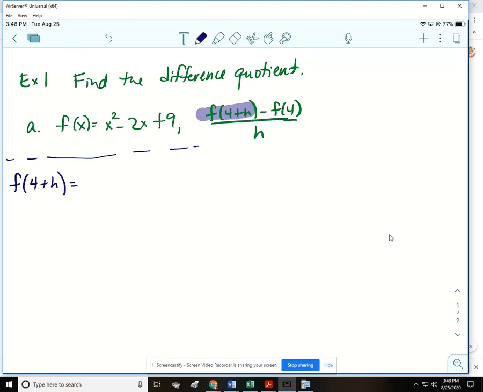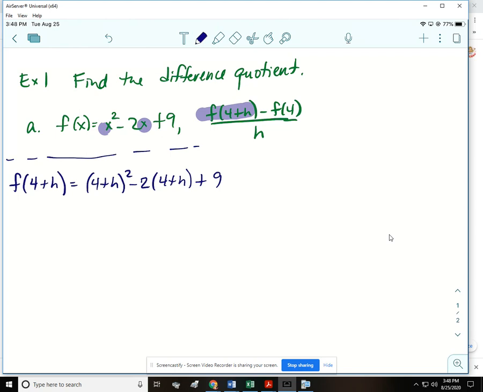So f of 4 plus h, we have practiced that this week. We're going to take 4 plus h, and everywhere where there's an x, I'm going to replace that x with 4 plus h. So instead of x squared, I'm going to have 4 plus h squared. And then instead of negative 2 times x, it's going to be negative 2 times 4 plus h. And then I still have the plus 9.